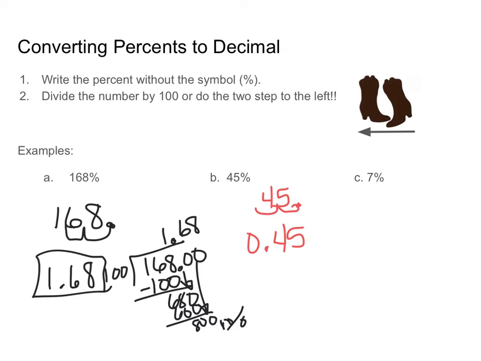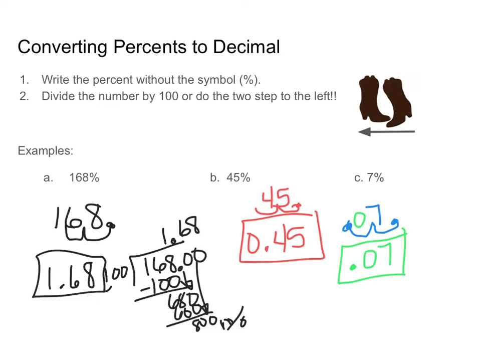And then the last one is C, which is 7%. So you're going to go ahead and write 7, put the decimal at the end, and then write 1, 2. Again, since there's an empty space there, it's always going to be 2 steps. Since there's an empty space, you're going to write a 0 there to actually take place of the place value. So you have 7 hundredths as your answer. So all you have to do in order for you to convert a percent to decimal is divide by 100 or do the 2-step to the left.